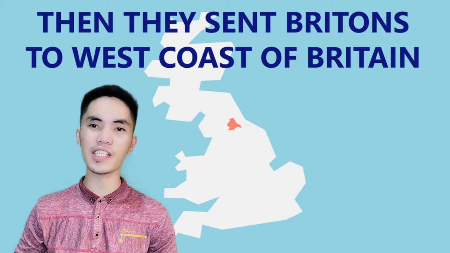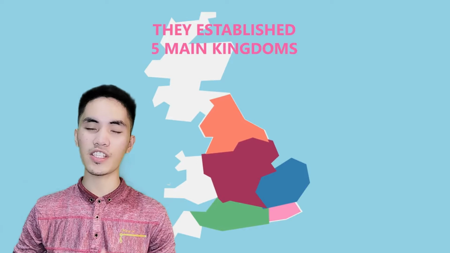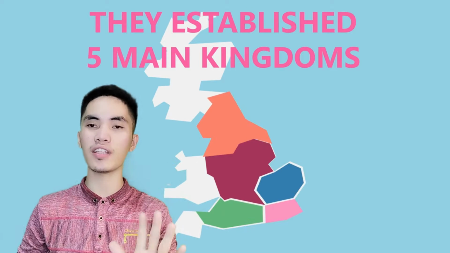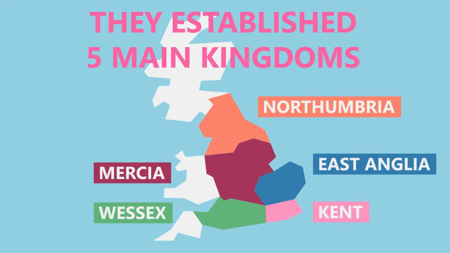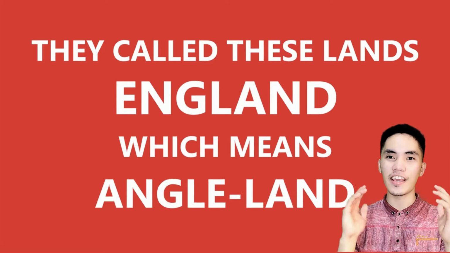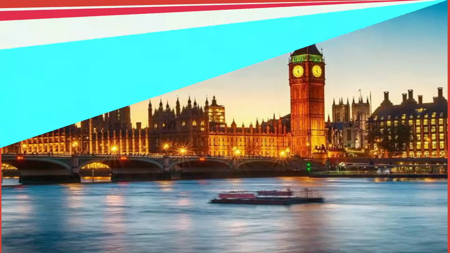They successfully invaded and conquered Britain and established the five main kingdoms, and these are Northumbria, East Anglia, Kent, Mercia, and Wessex. And they called the conquered land England, which means the Angle land.